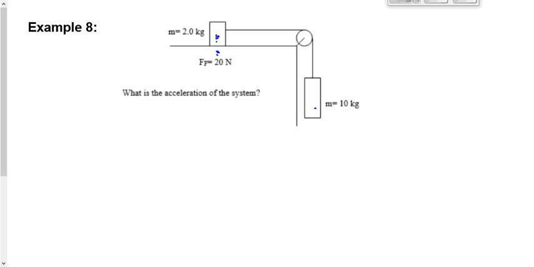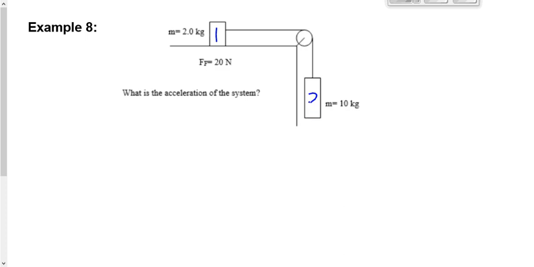Friction's not acting here, right? Because this guy's not in contact with the surface. Friction's acting here. Not that it really matters where friction acts. In the end, friction's opposing the motion of the system. We want to find the acceleration of this system. Let's first name these objects. We're going to call this M1 and this one M2.